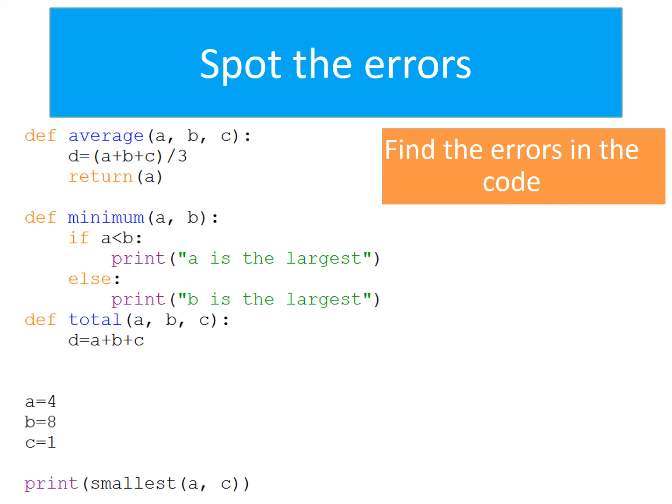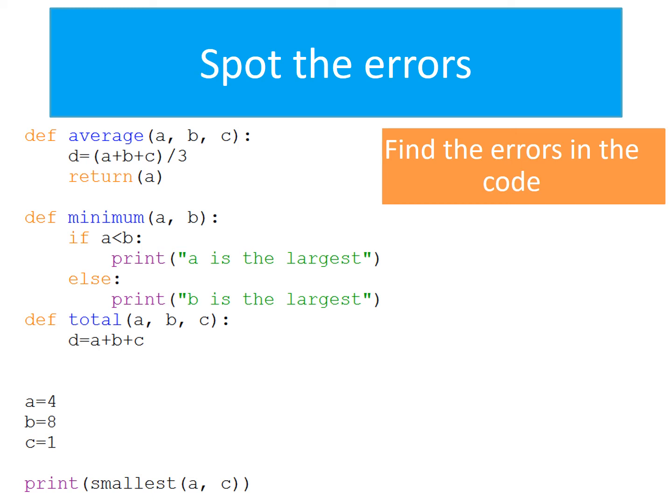The second one, look in our average. In the average one, we've got a value A, B, C. We are calculating a value D, but then we're just returning the value A. So this is going to give us a logical error. We're returning the wrong value. So this is not going to work.